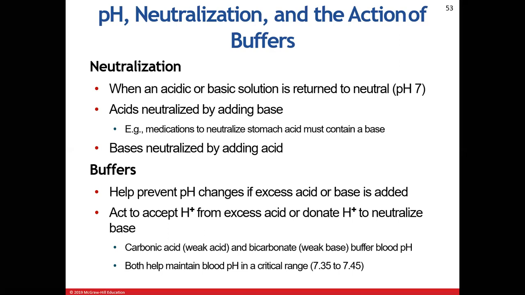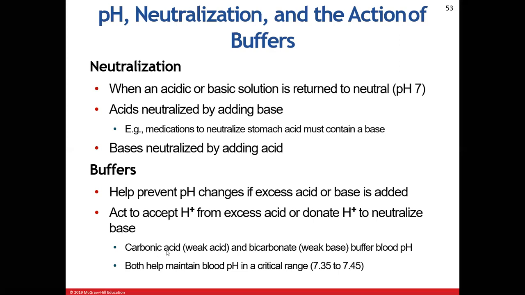Now, we also have what we call buffers. Buffers are there to help resist pH changes if some sort of excess acid or base is added or begins to accumulate in an area. They can accept hydroniums from excess acids, or they can donate hydronium to neutralize a base.